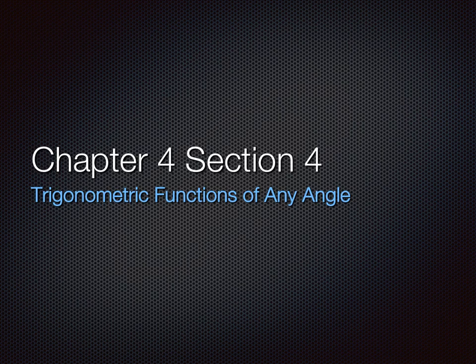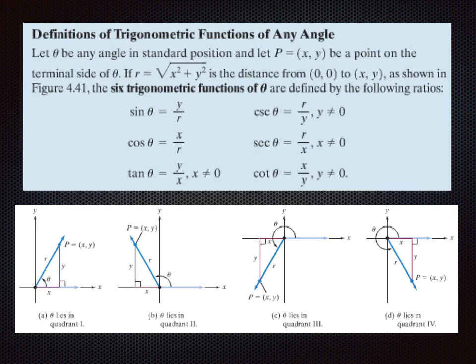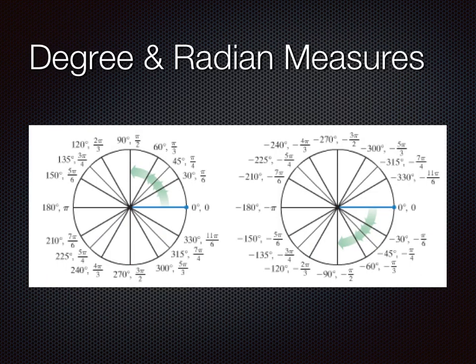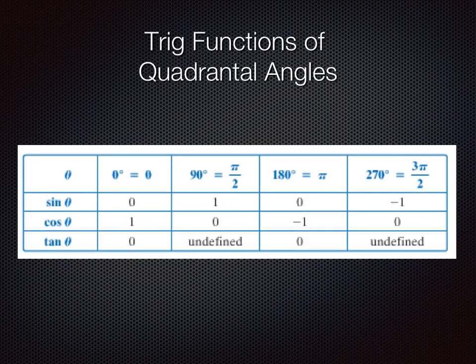Okay, so yesterday we started section 4, which is trig functions of any value. The radius now can change, it's no longer 1. And so you can use these ratios, or you can just use your SOHCAHTOA that you already know, which is the same. We refreshed on the degrees and radians measures. We talked about the quadrant angles.